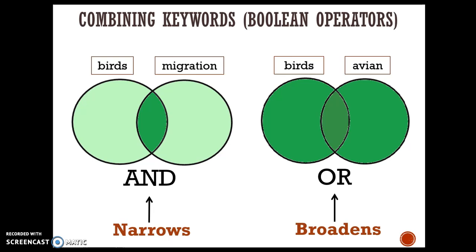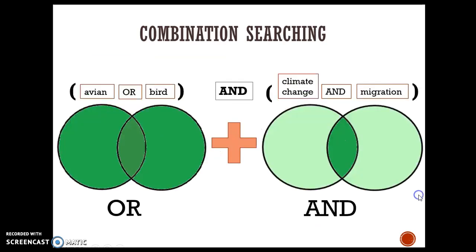And then we're going to look at combination searching. So you can use these Boolean operators to combination search. You just have to think a little bit about what you're doing. So we have in parentheses here, avian or bird, and in parentheses, climate change and migration.